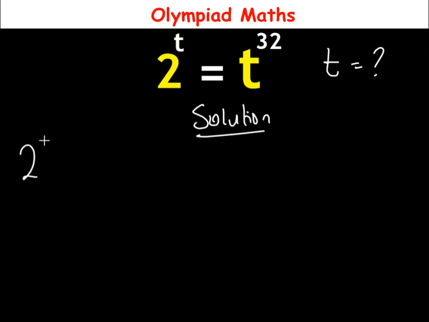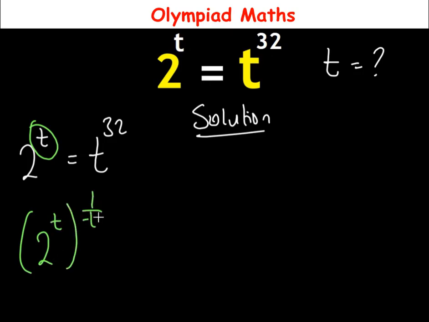So we have 2 raised to power t is equal to t raised to power 32. Now the first thing we're going to do is to eliminate this t right here. And to do so, we're going to multiply both sides of the equation with power 1 over t. So this becomes, in bracket, 2 raised to power t, all multiplied by power 1 over t, is equal to, in bracket, t raised to power 32, all multiplied by power 1 over t.